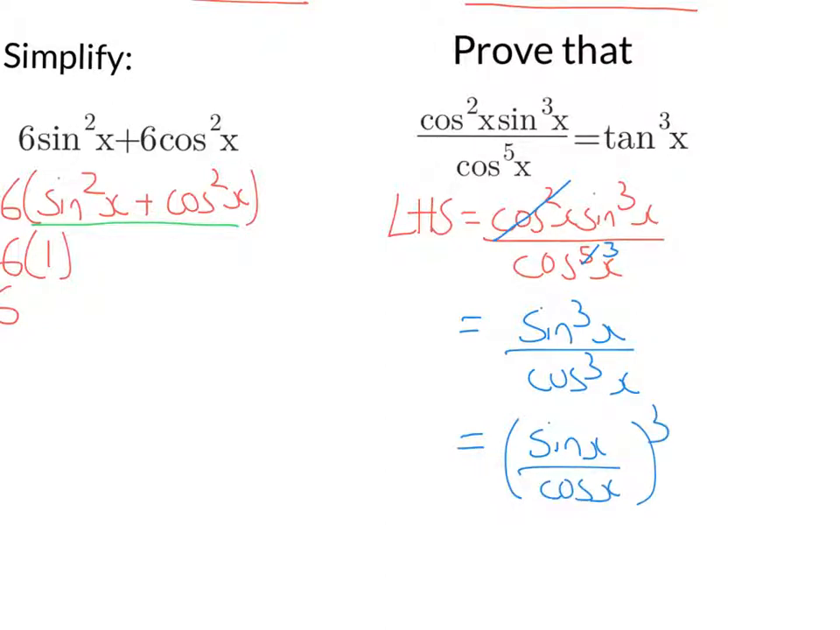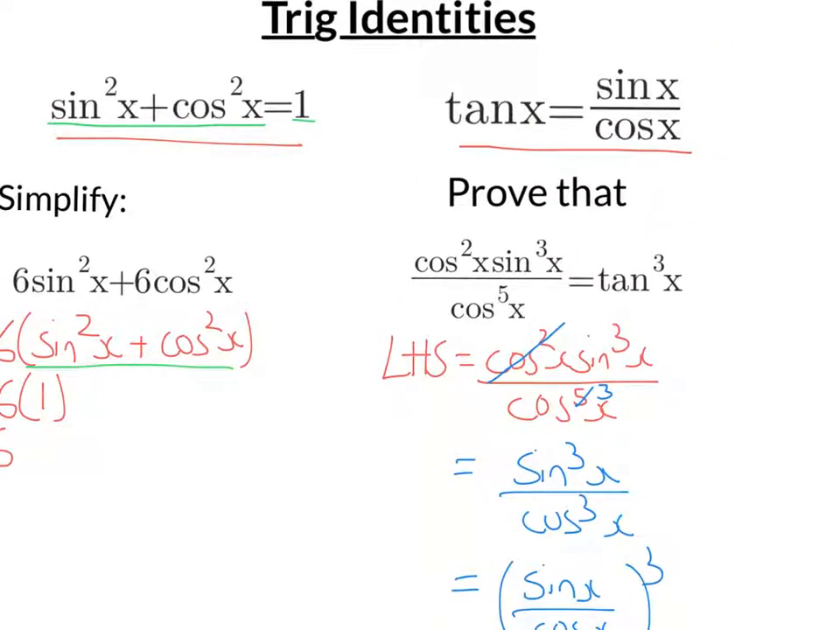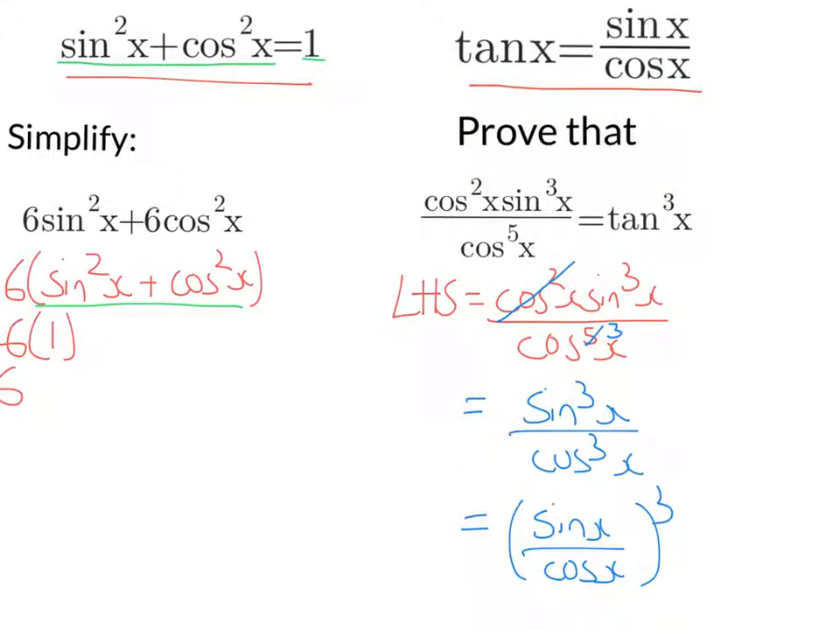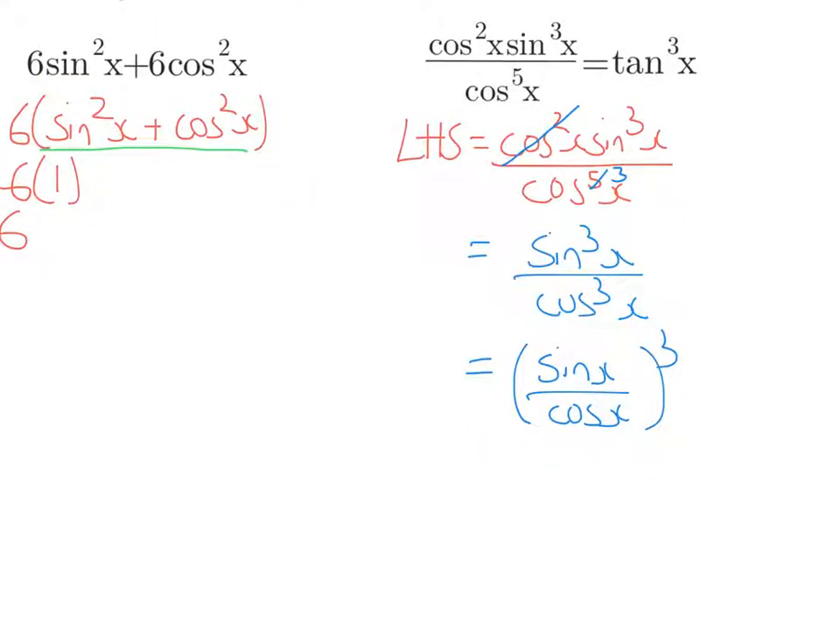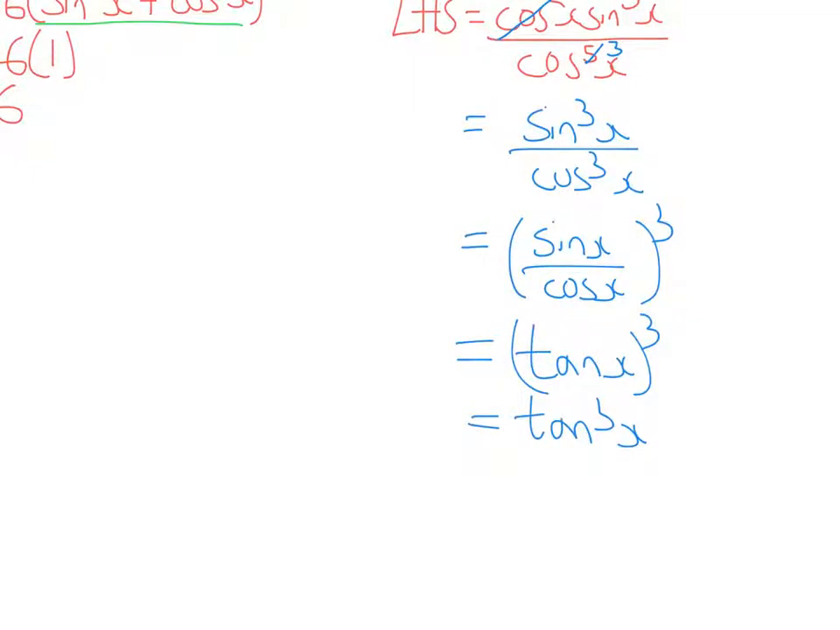Now, if I go up to the other identity, I know that tan x is equal to sine x over cos x. So I have down here sine x over cos x. So sine x over cos x I can change to tan. So my next line here is going to be tan x all cubed, which is the same as saying tan cubed x, which is the same as that right-hand side. So I finish it to prove that I've gone from left to right.